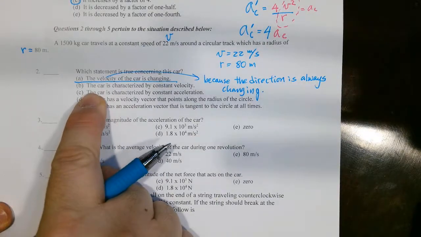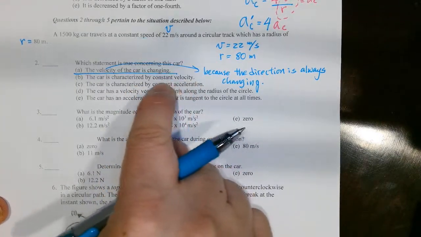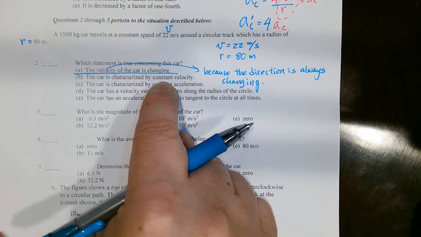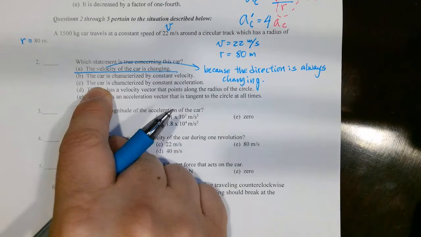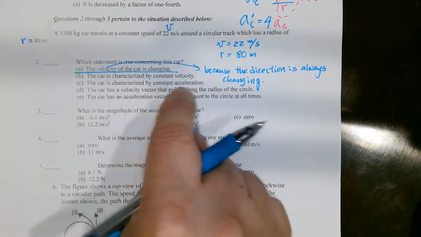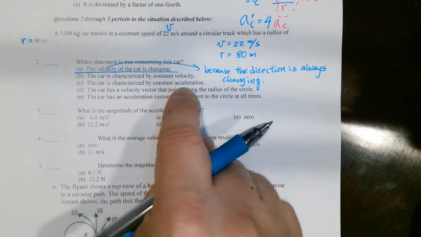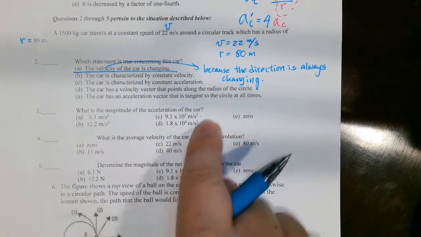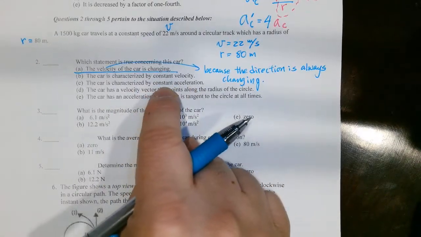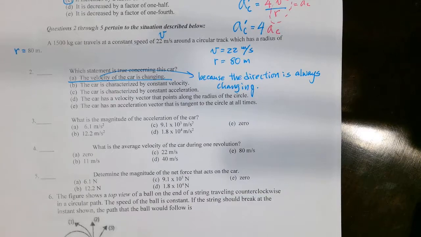Other ones, I don't think we even have to read them, but let's go through them. The car is characterized by constant velocity? No, because direction is changing, so the velocity is changing. So that statement is false. The car is characterized by constant acceleration? No. The acceleration magnitude may be constant, but the direction of the acceleration is always changing because it's always pointing towards the center no matter where the car is. So since the direction is changing, acceleration is not constant. Don't forget, vectors have magnitude and direction.